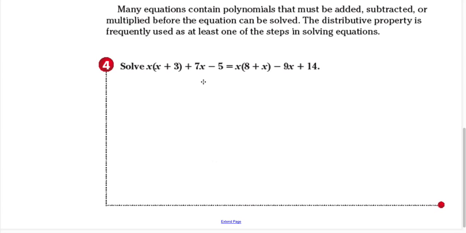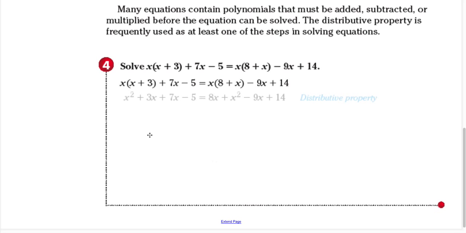Before we solve this particular equation, we need to simplify both sides. Remember, an expression is simplified when there are no like terms and there are no parentheses. So we need to do that first for both sides. We use the distributive property. Copy the problem down and distribute. We're distributing the x to x and 3, and distributing the x to 8 and x right there.